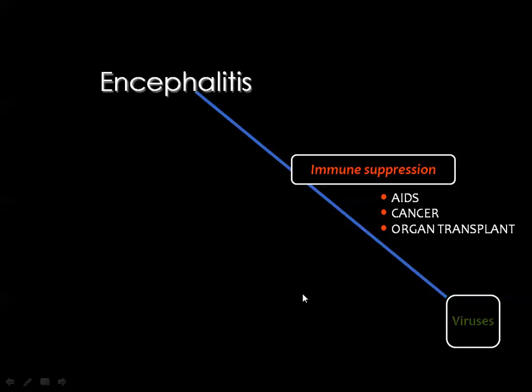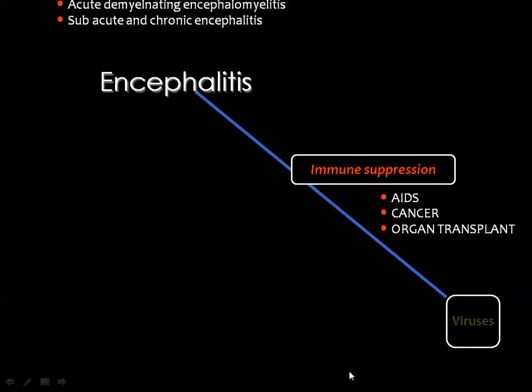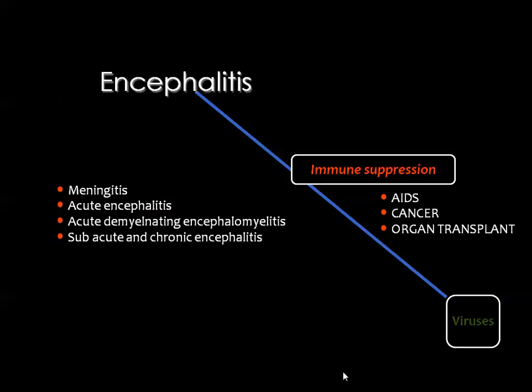Patients who are immune suppressed or immune compromised are more liable for virus infection, whether they are children or adults. And you know, these are the major causes of immune suppression: AIDS, then cancer, and organ transplant, which is usually followed by the administration of a long course of immunosuppressive drugs. Then these are the manifestations of viruses in the brain.